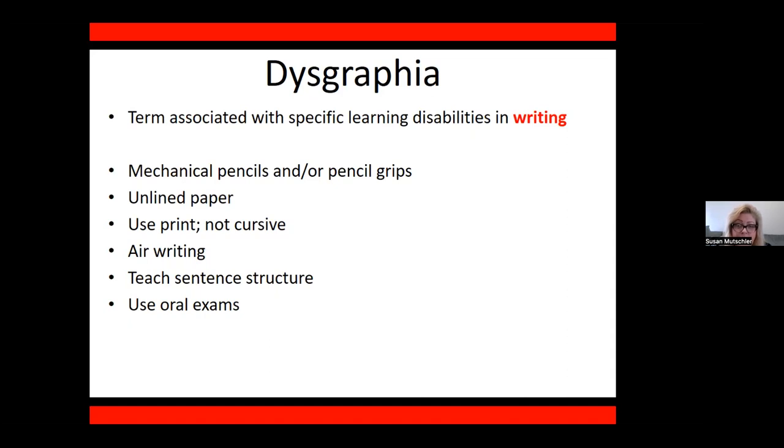So some of the ways to help somebody with dysgraphia would be, they say, using mechanical pencils or specialty pencil grips on the writing utensils, using unlined paper, encouraging print or manuscript letters and not cursive. You know, air writing is literally putting your finger up in the air and writing in the air. Teaching sentence structure, and then avoiding writing by using oral exams to check for comprehension, like open-ended questions.